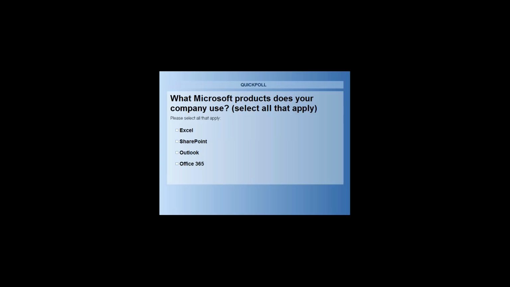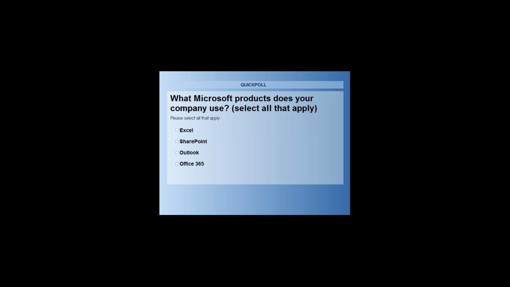Yeah. So here's a quick little poll. We want to get an idea of what Microsoft products your company is currently using, and that would be between Excel, SharePoint, Outlook, and Office 365. As Paul was just talking about with Office 365, it's not new, but a lot of folks are still migrating over to that. From the look of it, everyone's familiar with Excel. A lot of folks with Outlook and SharePoint and Office 365.